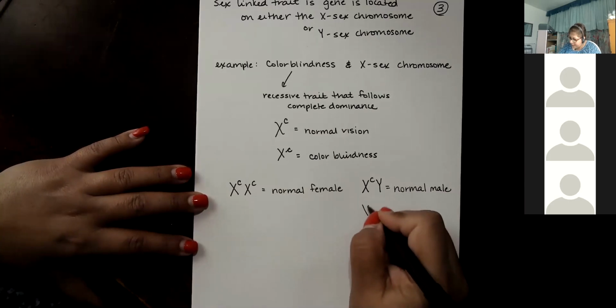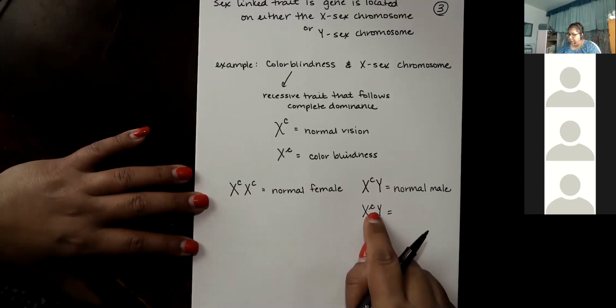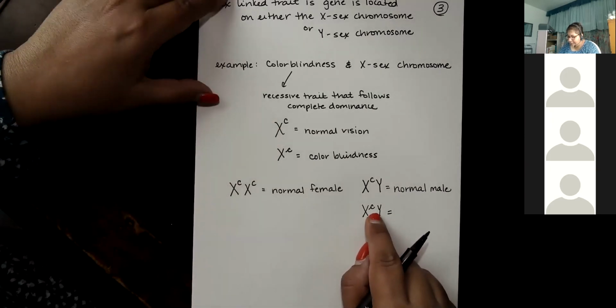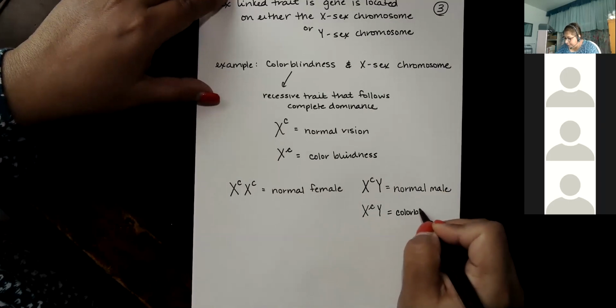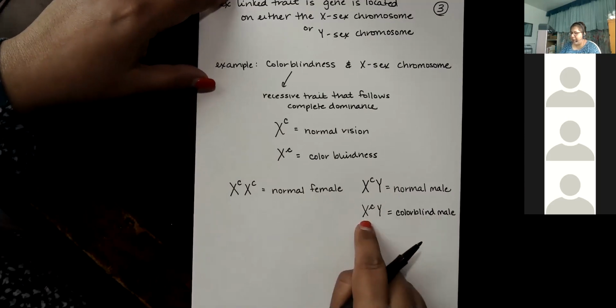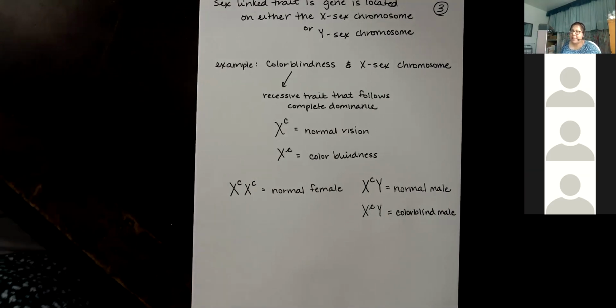If I have an X with the lowercase c and a Y, there is no big C in a sense. There's no normal gene to mask this. So this individual will be a colorblind male. Because he only has one X, whatever is attached to that X sex chromosome is going to determine that trait for him.